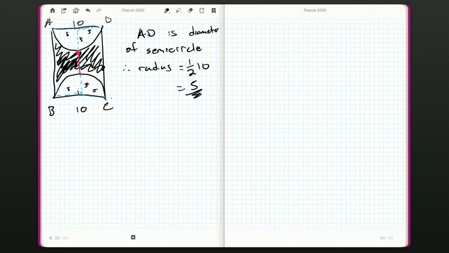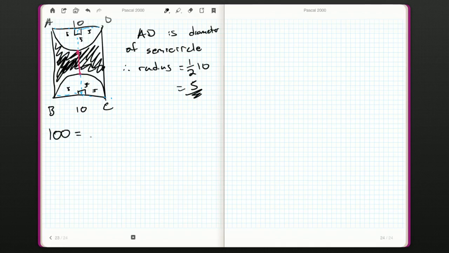So we get a bunch of 5s. So we know these distances are 5. So if we just knew the length of the rectangle, we could figure out the red length by taking the length of the rectangle, subtracting off this 5, and subtracting off this 5. Okay.